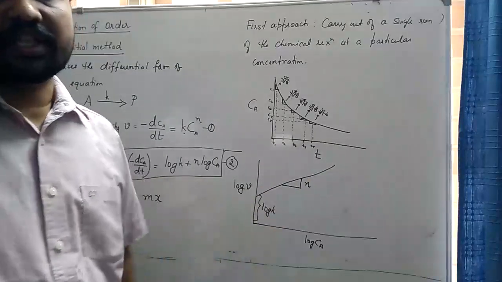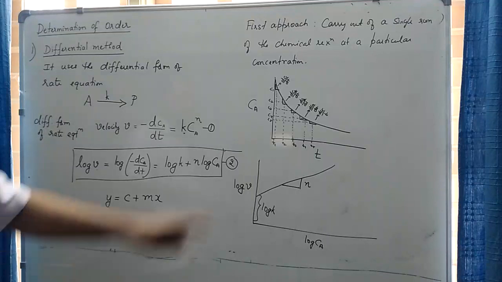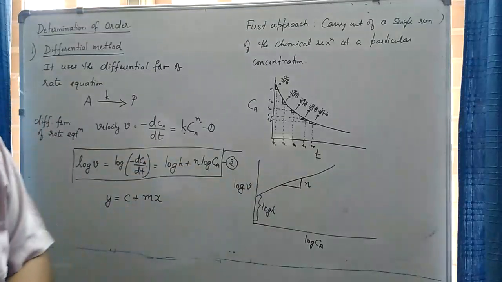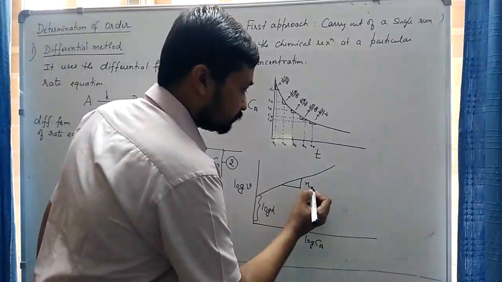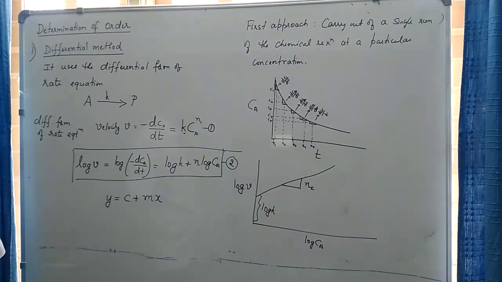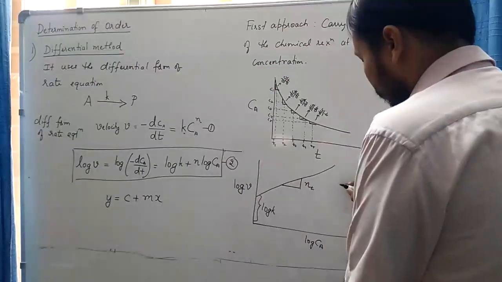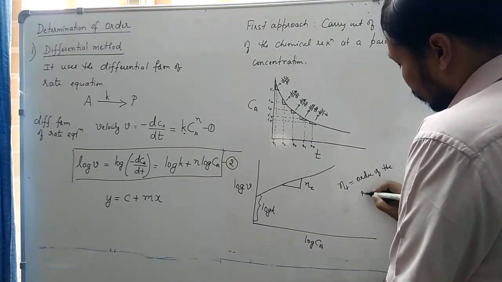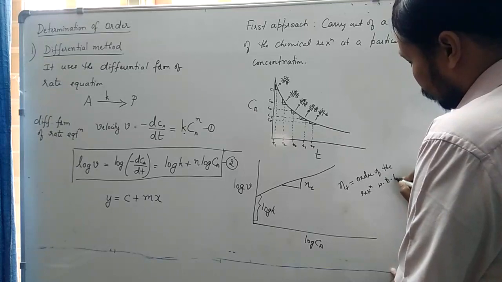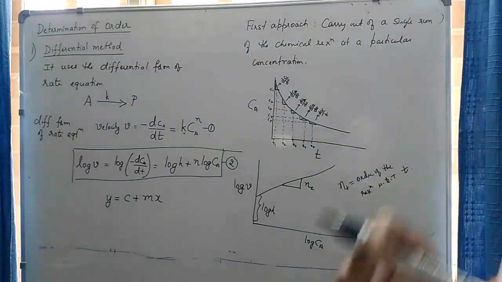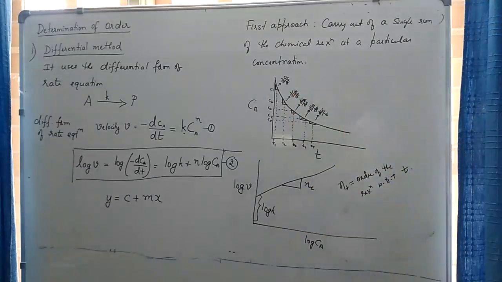The slope of this graph directly gives the order of the reaction. So from a single experiment, that is a single run, we can find out the order of the reaction, and this order is represented as nt, the order of the reaction with respect to time, because here we are measuring the rate of the reaction at different time intervals. That is why it is called the order of the reaction with respect to time.